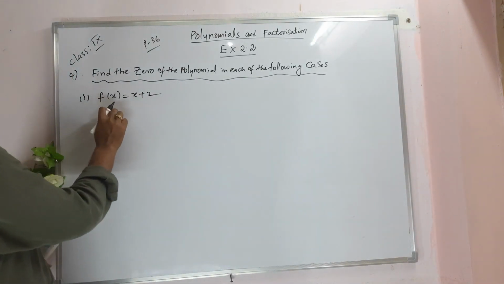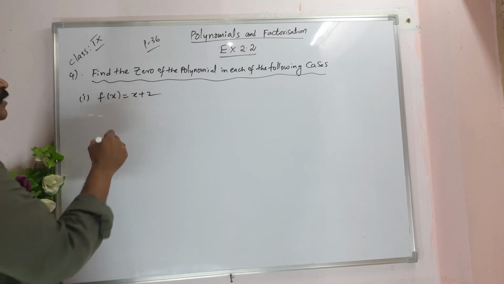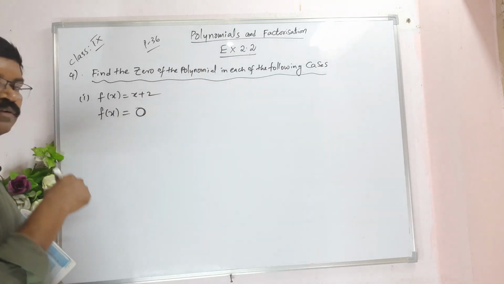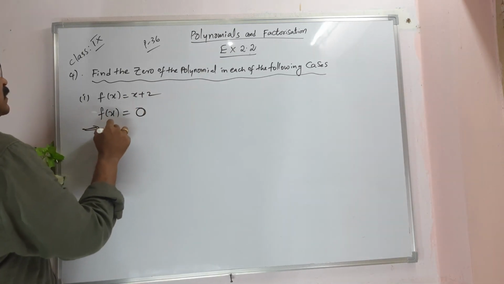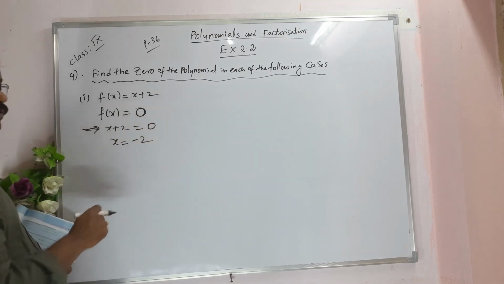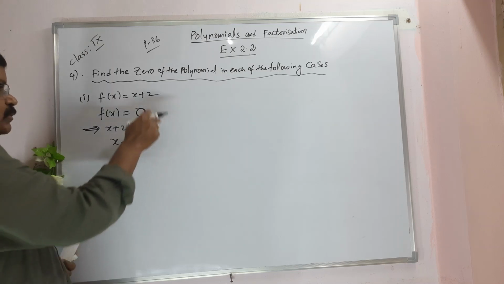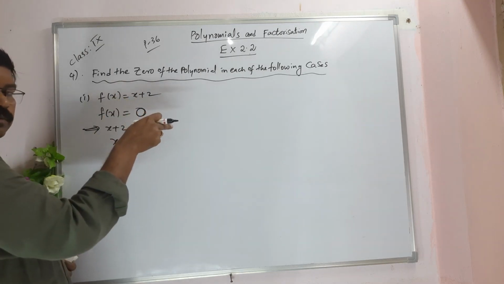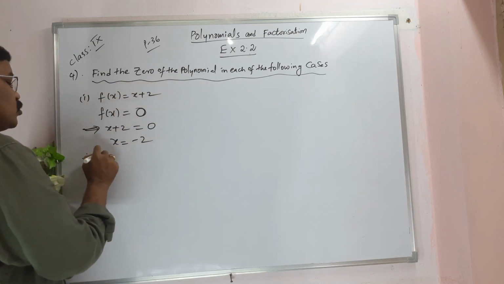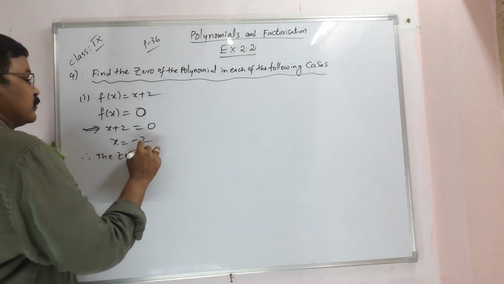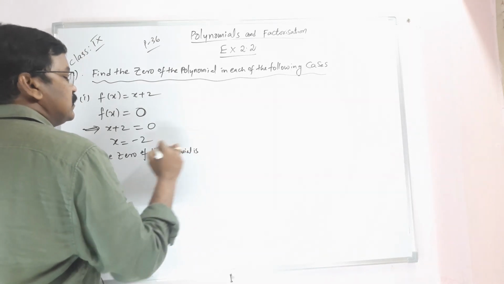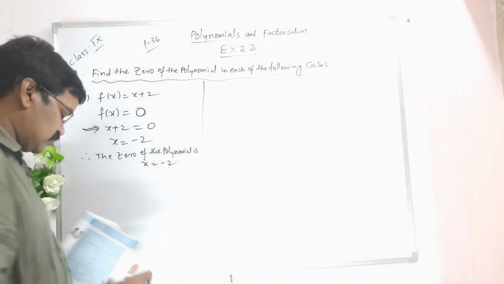That means to find the zero of the polynomial, first what we have to do here is this: the given polynomial f of x should be equal to 0. That means x plus 2 is equal to 0. That means x is equal to minus 2. At x equal to minus 2, the given polynomial will become 0. That means the zero of the polynomial is x equal to minus 2. This is the first question.